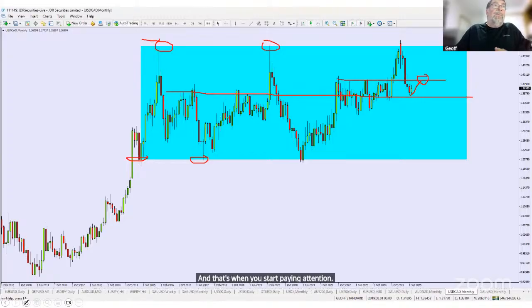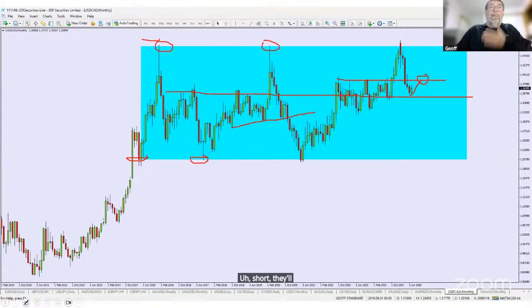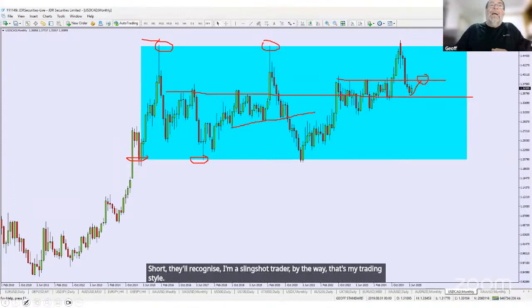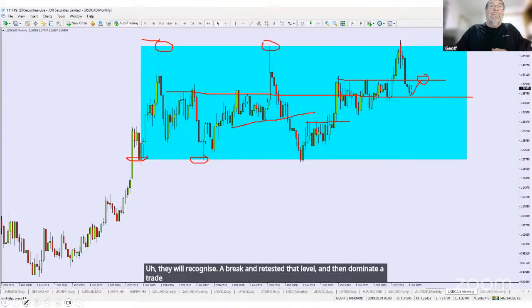On this chart, once again, we're on a monthly chart. There doesn't seem to be that many opportunities to trade it, but slingshot traders will recognize that as a trade short. I'm a slingshot trader, by the way, that's my trading style. They will recognize a break and retest of that level, and then a dominator trade here. There are lots of opportunities here, even on a monthly chart.